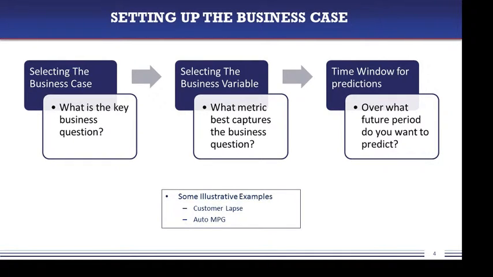In the automobile MPG example, the key business question is estimating the miles per gallon that a particular automobile will achieve. The metric is simple. It's a number that represents the miles per gallon of a particular automobile. The time period in this case, since we're looking at a snapshot, is basically irrelevant. We're looking for a one-time prediction immediately in the future.